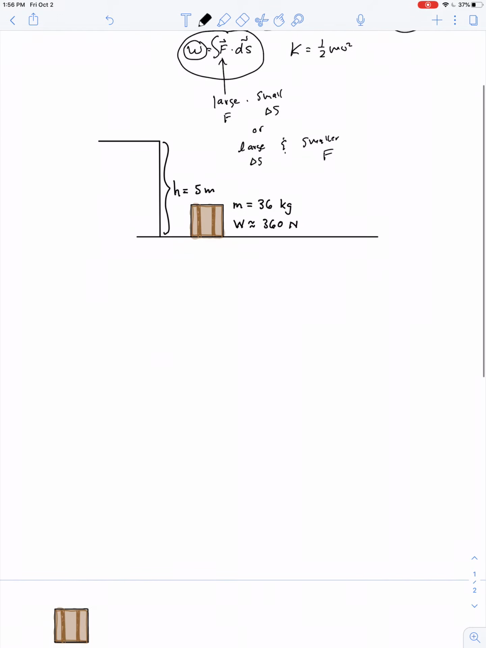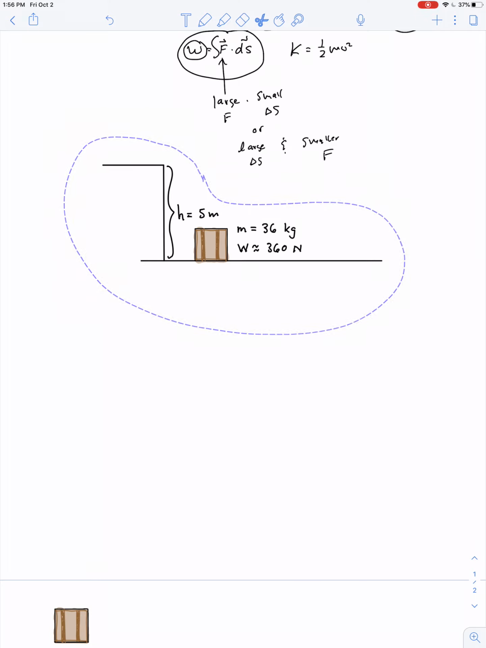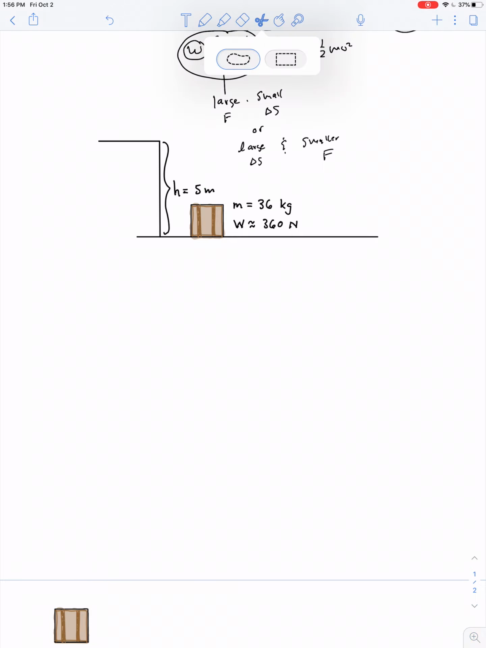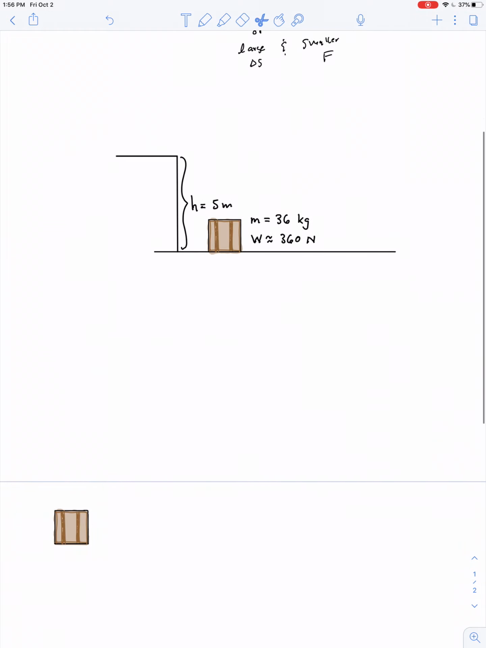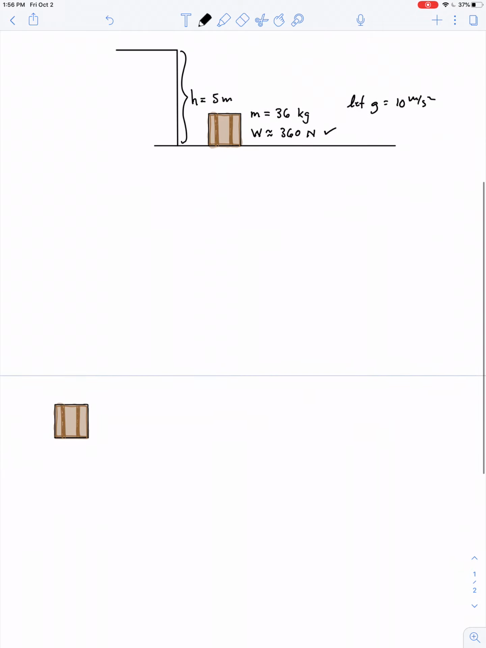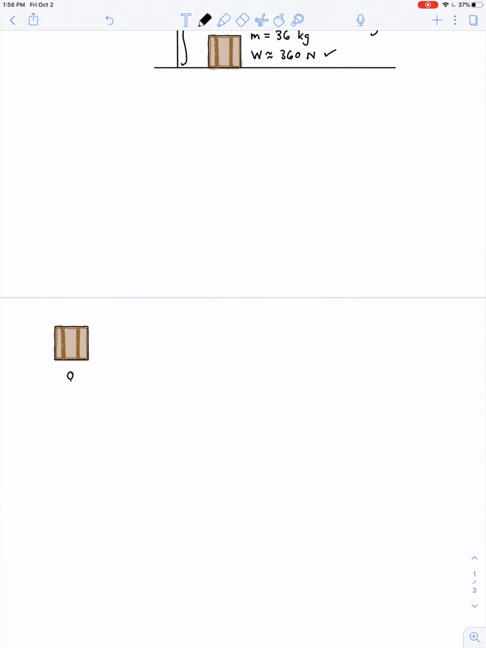So let's say, for example, the task at hand is to lift a 36 kilogram object 5 meters off the ground. So if we let g equal 10 meters per second squared, then we can say a 36 kilogram object weighs 360 newtons. Okay, so the work that would be done, the simplest way would just be to lift it straight up. To get beneath the box and apply some upward force.